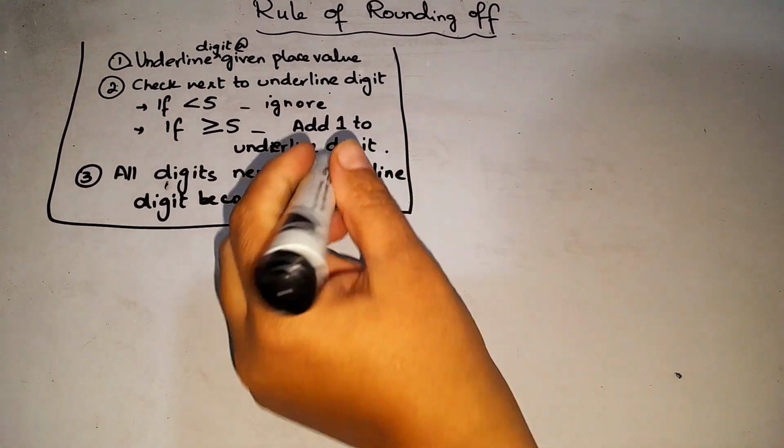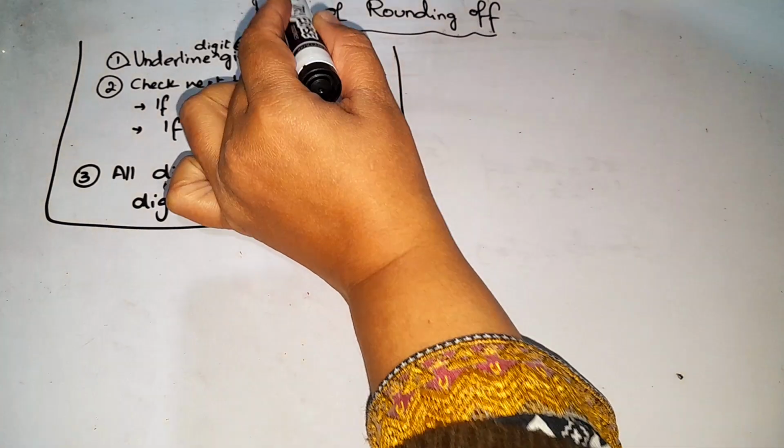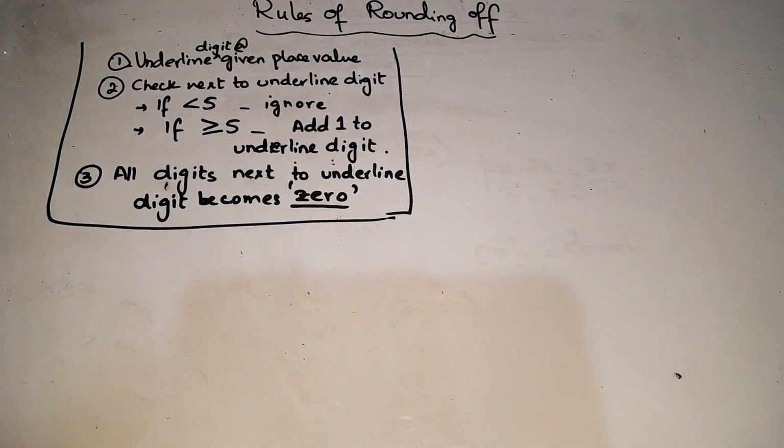So I always tell my students that these rules are very generic rules. If you learn these 3 steps, you can round off normal numbers as well as whole numbers, as well as you can round off decimals as well. So the same rules are basically used in decimals as well as in whole numbers. So the 3 steps I have already written.